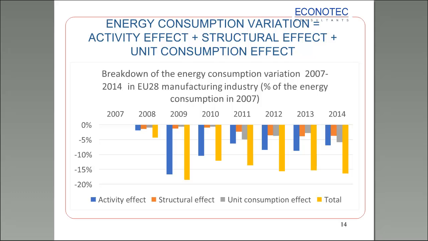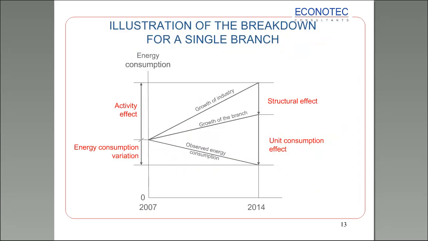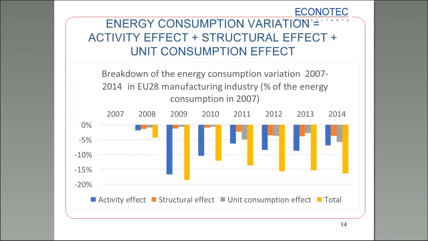Now, this is for a single branch. If you add this up across branches, you can add it across branches at the level of a country, and then you can also add it across countries. And if you add it across branches and across countries, then you get this result. Here you see the breakdown of the energy consumption variation is the yellow bar on the right for each year, and that is explained as the sum of the three bars that are just left to it.